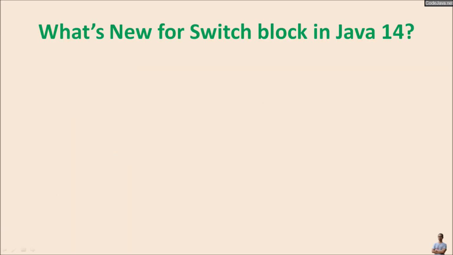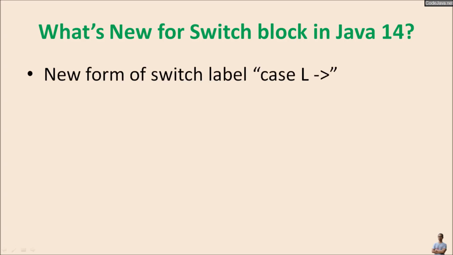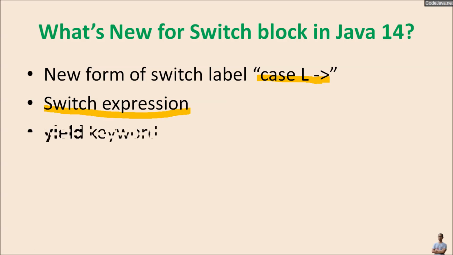So, what's new for the switch block in Java 14? Java 14 adds a new form of switch label, case L followed by the arrow label. This new form of switch label allows multiple constants per case, and it returns a value for the whole switch case block, so it can be used in a switch expression. And the arrow keyword is used to return value from a switch expression.